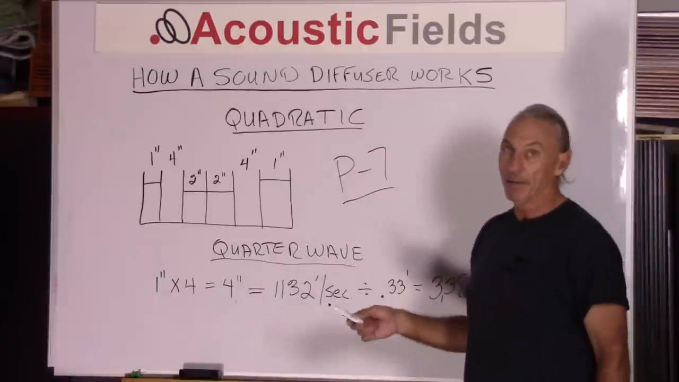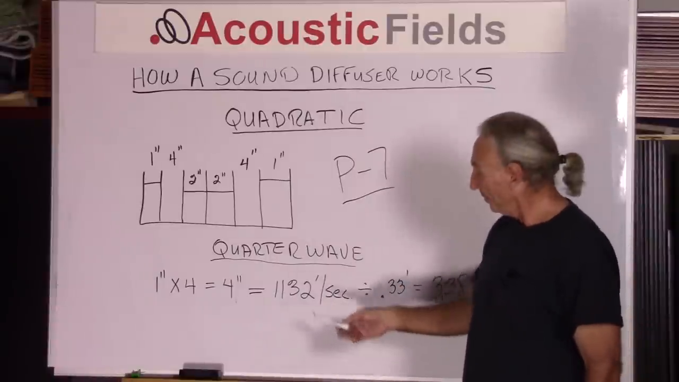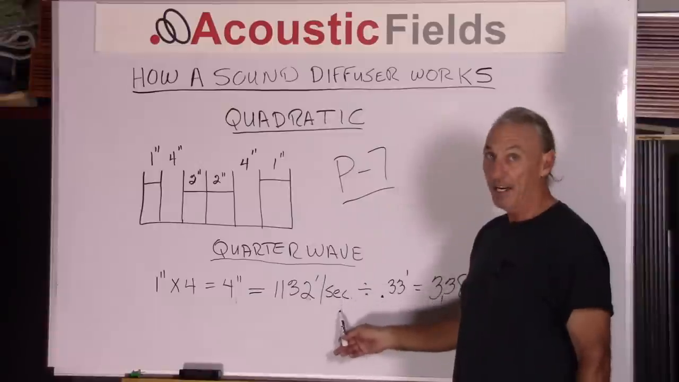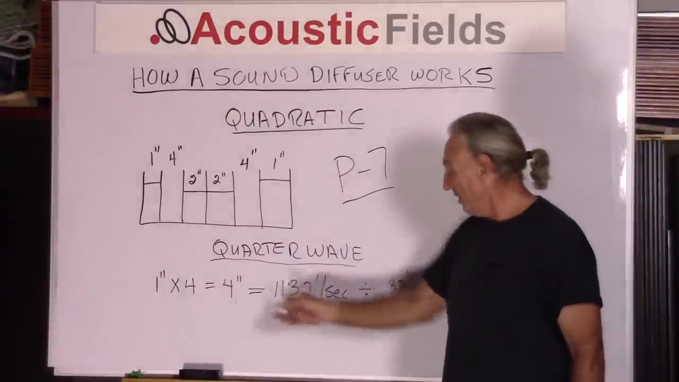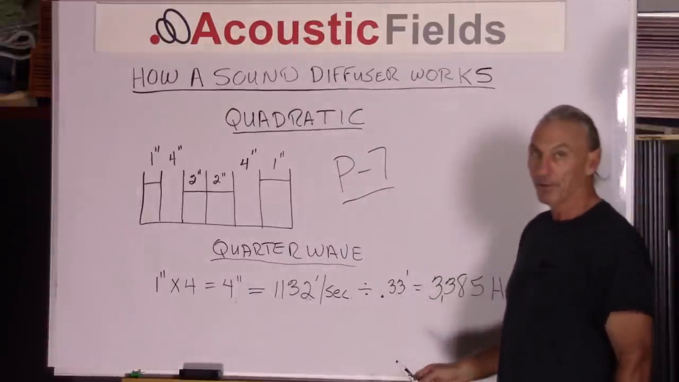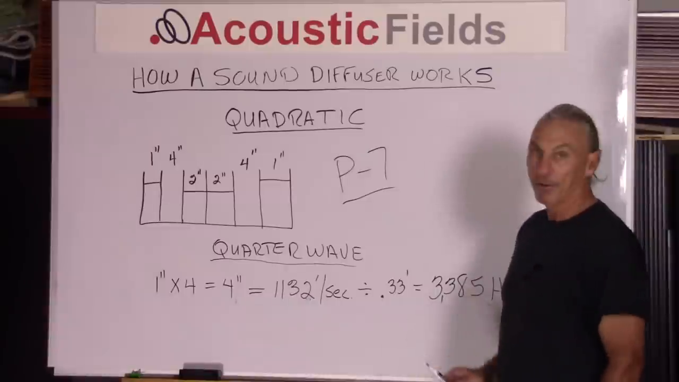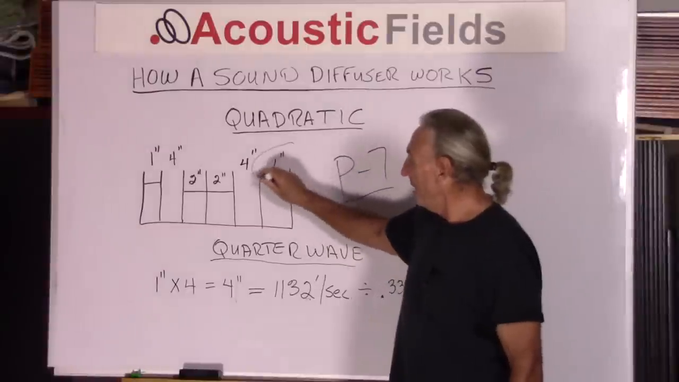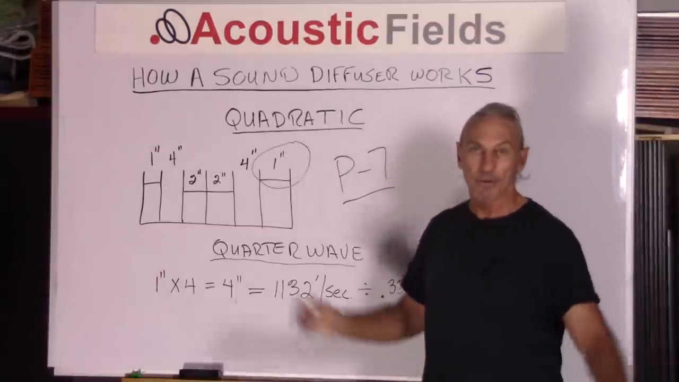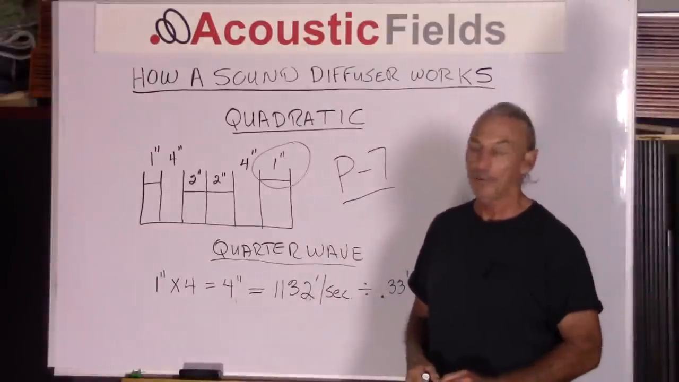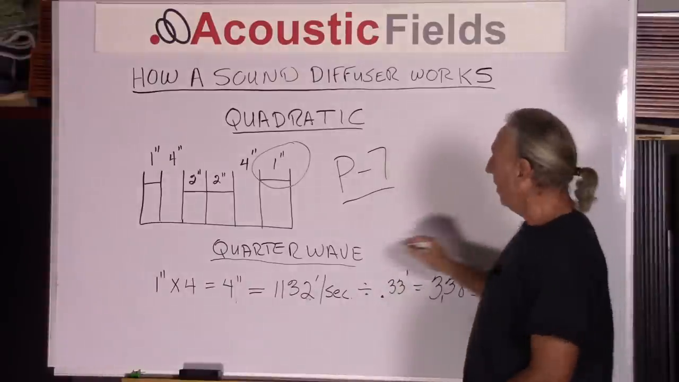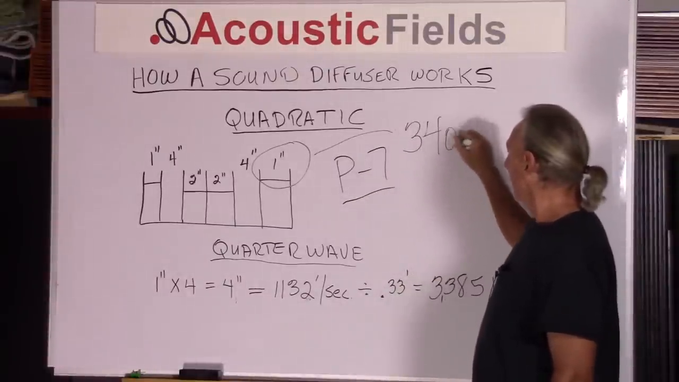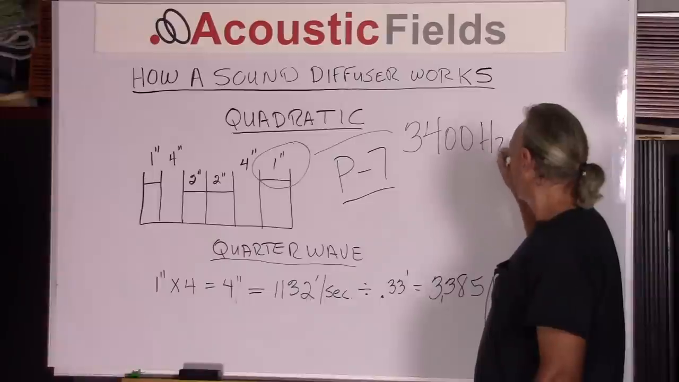We want to find what frequency that is at. Speed of sound, let's just call it 1132 feet per second. So we have to change our inches to feet. It's a third of a foot, about 3,400 cycles. So this 1 inch depth is standard on quadratic diffusers for the end wells. And therefore, our quadratic diffuser really will have an upper limit of around 3,400 cycles.